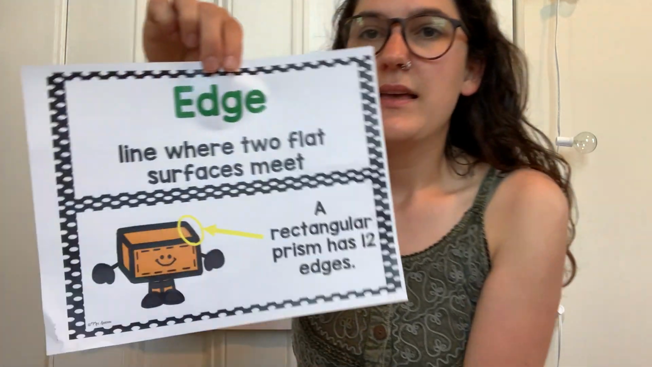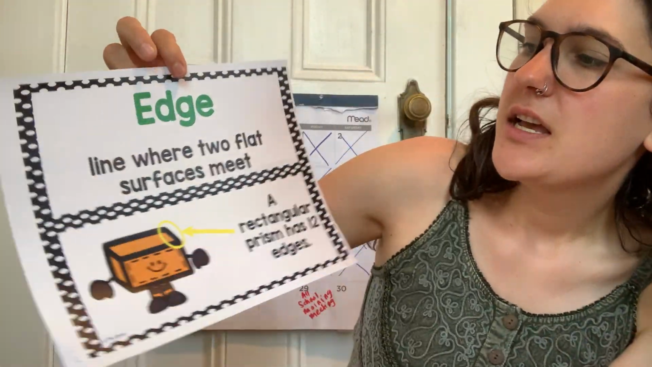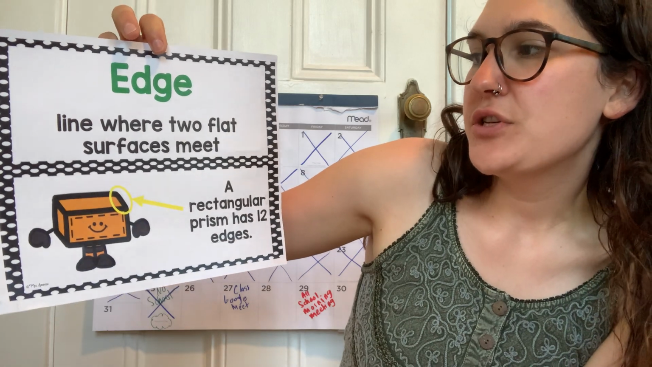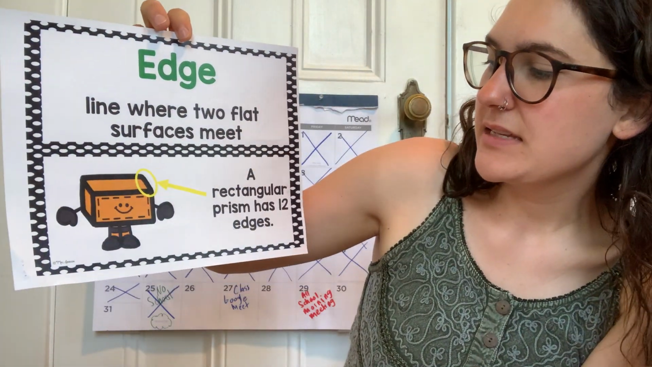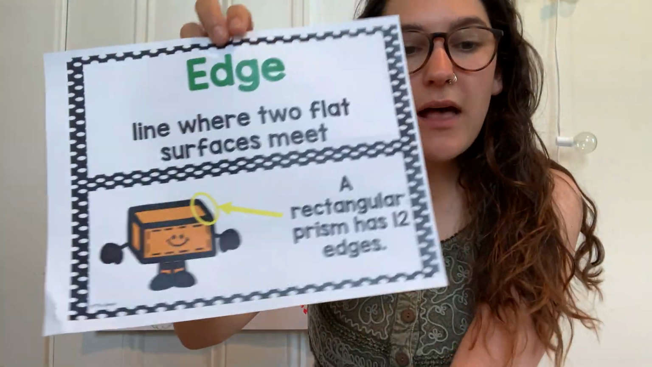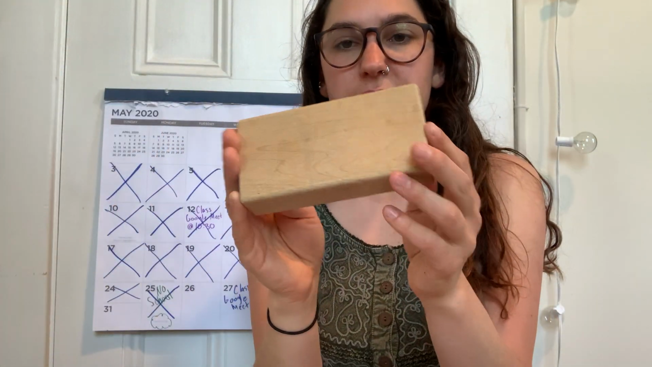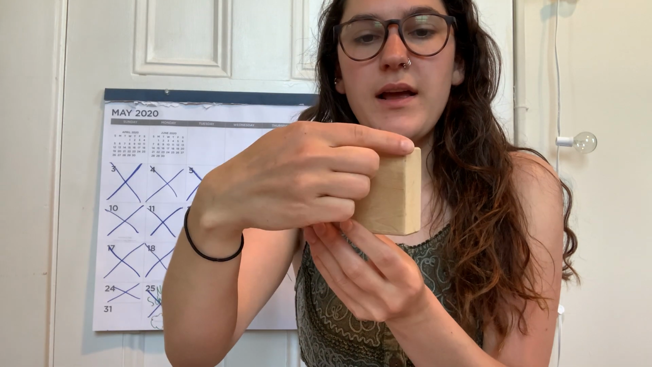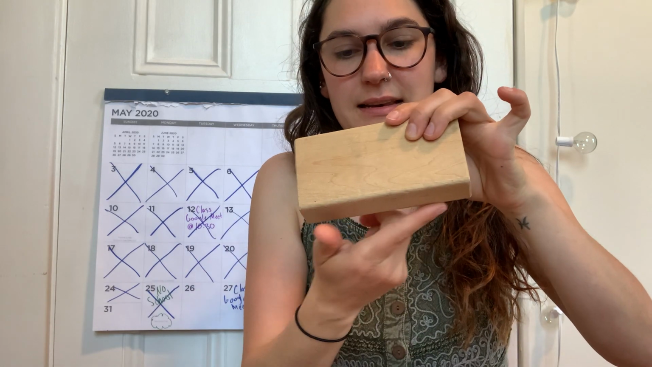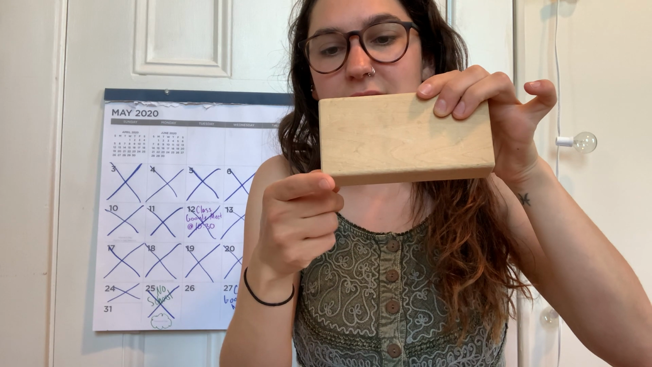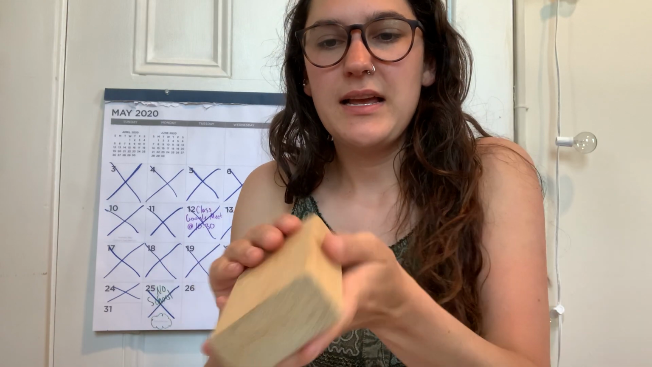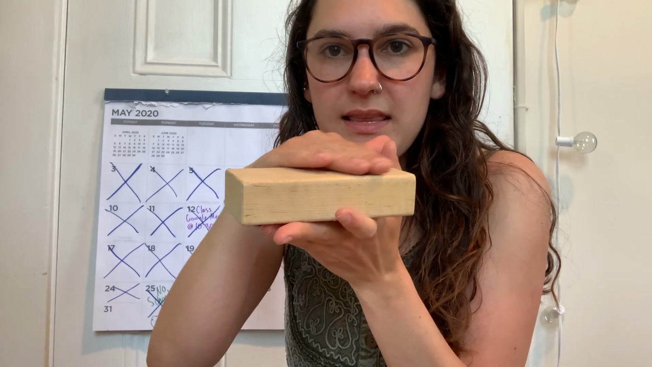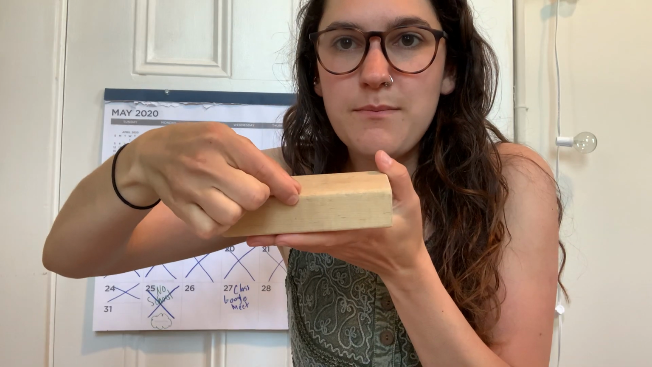All right, here is an edge. An edge is the line where 2 flat surfaces meet. A rectangular prism has 12 edges. And I can see that here. Here's my rectangular prism. I could count 1, 2, 3, 4, 5, 6, 7, all the way on, 8, 9, 10, 11, 12. I didn't count any of them twice. I made sure that I see where these two flat surfaces are meeting. This flat surface and this flat surface, they meet to make an edge.